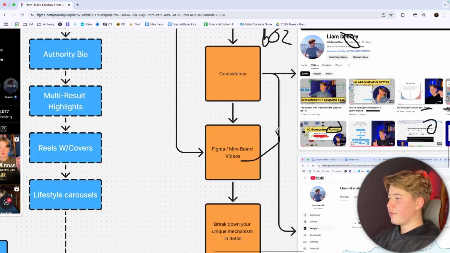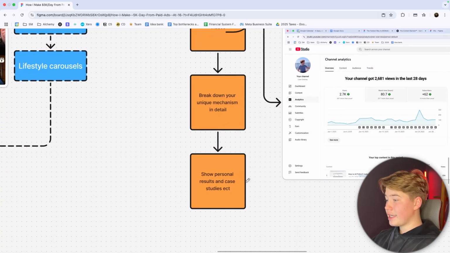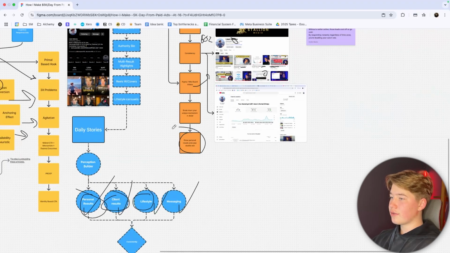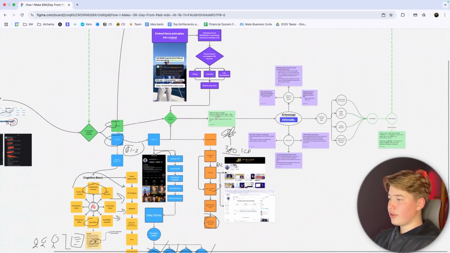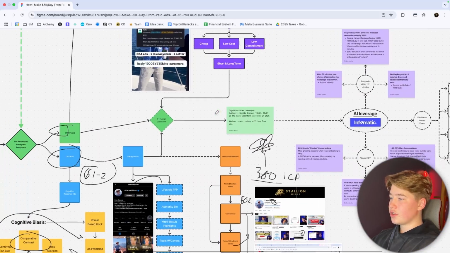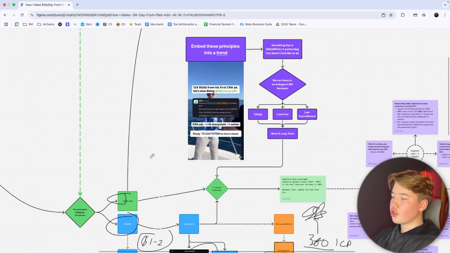I suggest doing Figma or Miro boards like I've been doing, breaking down your unique mechanism in detail and just showing personal client results, right? Earlier, I showed you results. Now it's time to think, whilst I break down the unique mechanisms that I have. And then we get into one-to-one human connection, which is where the actual story ads also link to.